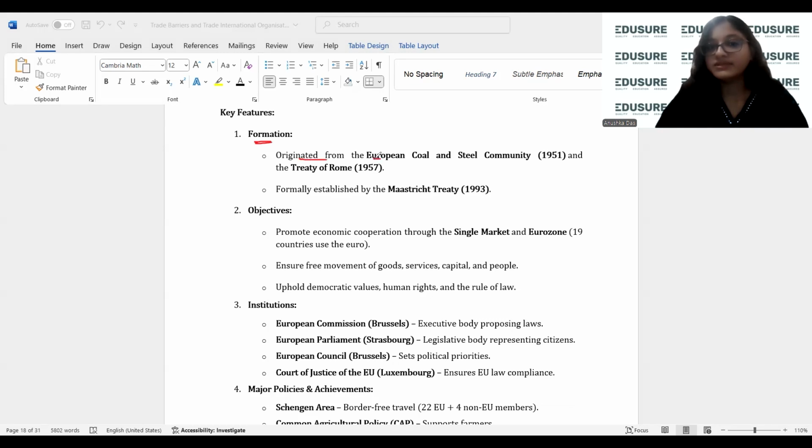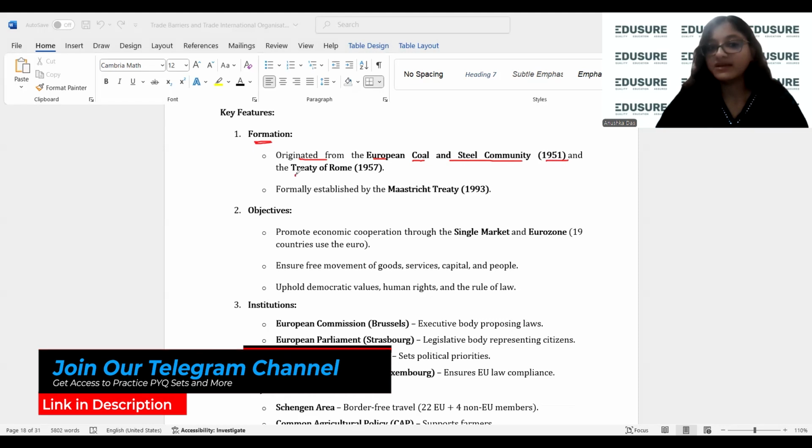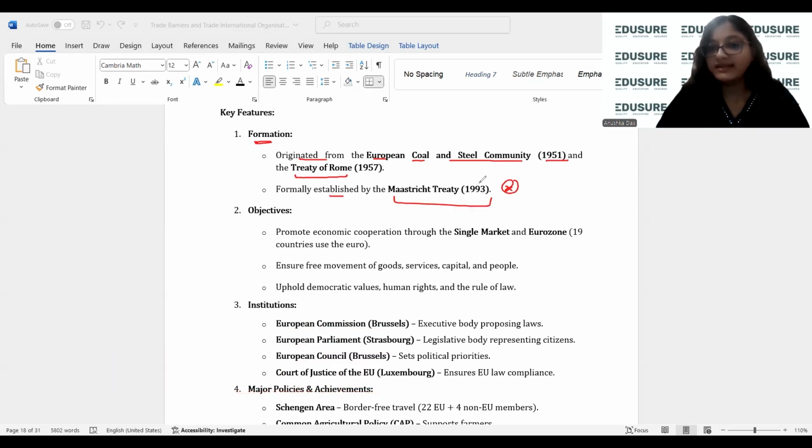It originated from the European Coal and Steel Community, and the Treaty of Rome formally established it. This is important. In 1993, the Maastricht Treaty gave birth to the European Union. This name is important. The Maastricht Treaty in 1993 gave birth to the European Union, which is important. This is a question that has come in some year in UGC NET.